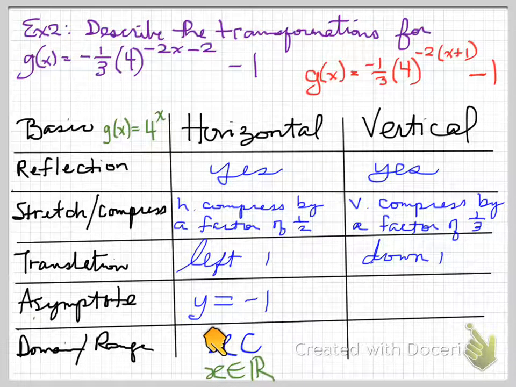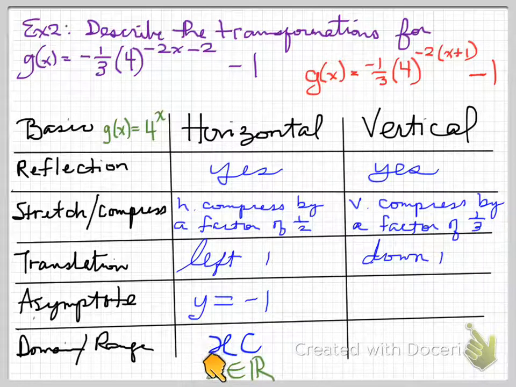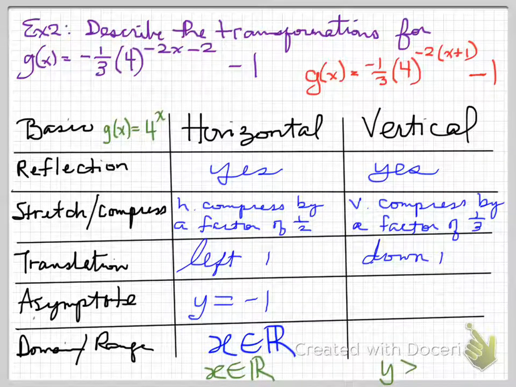Regardless of whether we flip, stretch, compress, or move up or down, the domain, lucky for us, when it's x belongs to real originally, remains x belongs to real. That doesn't change, folks. But vertically, things change. The graph actually moved down 1. That means that the graph moved down 1 and it reflected vertically and horizontally.